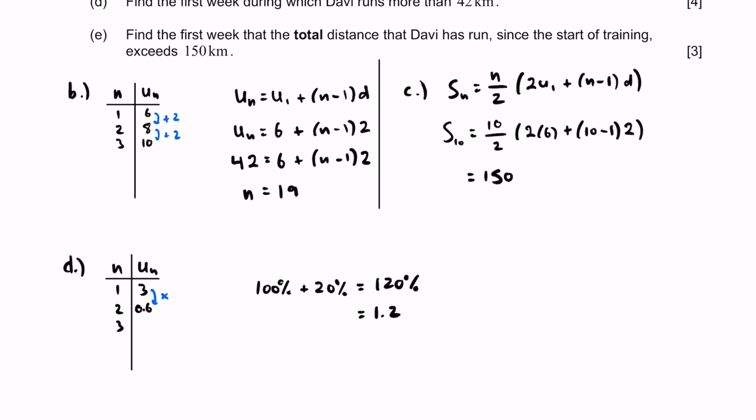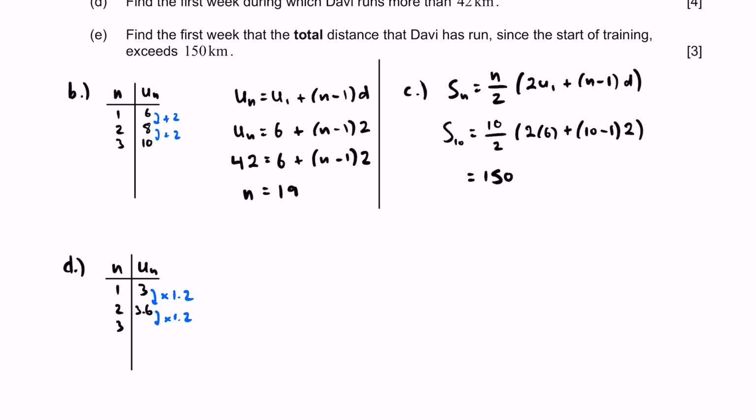So writing that out, our common ratio, what we multiply by to go from one term to the next, is 1.2. And so that 20% extra means that he's now running 3.6 kilometers. And then next week, he's going to run 1.2 times as far. Okay.